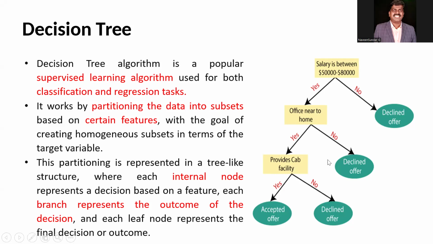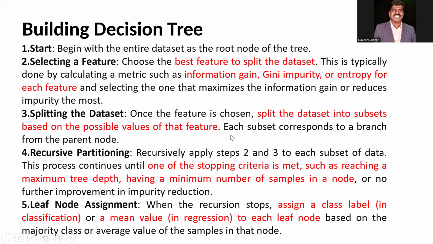As you see here, it is a tree-like structure with the root node and the left and right nodes. The internal node is represented as a decision based on a feature. Each branch represents the outcome of the decision, so each branch is the outcome of these particular conditions, yes and no. And the leaf node represents the final decision or outcome. We can see whether we are going for accepting the offer or not. So this is the decision tree.